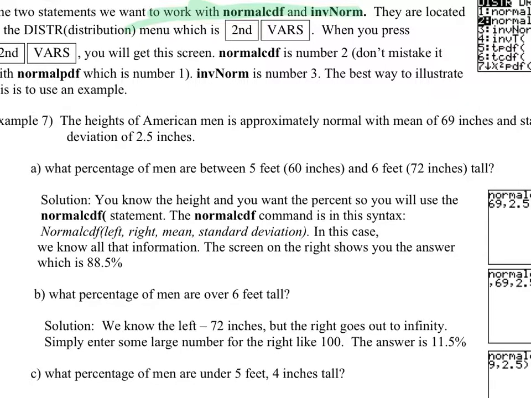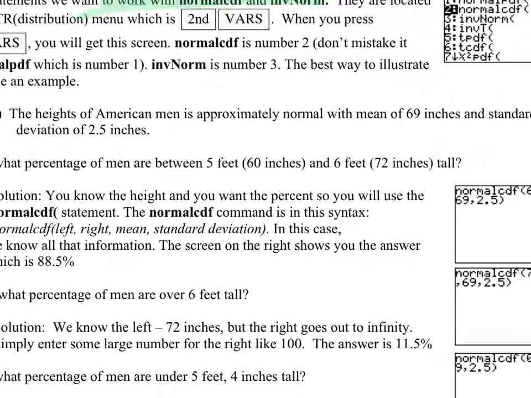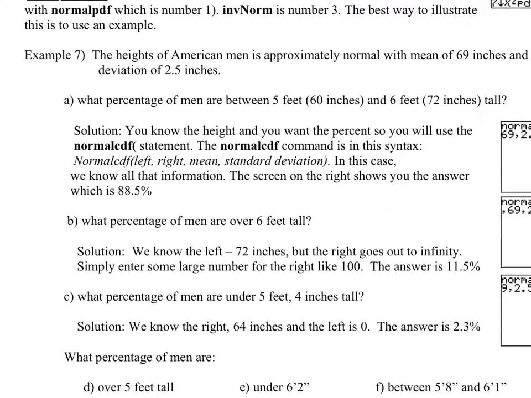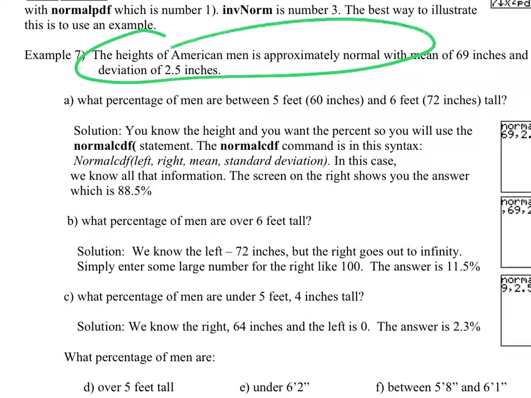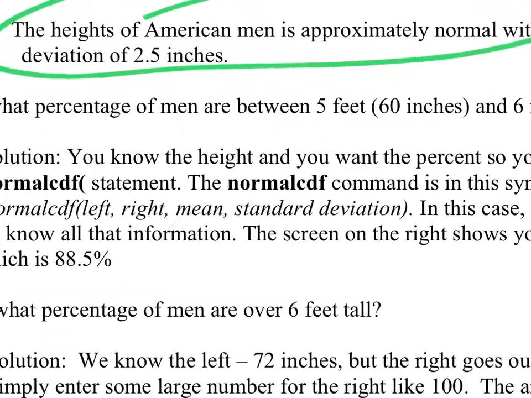All right, number 7. Another problem. The heights of American men is approximately normal, with a mean of 69 inches and a standard deviation of 2.5. Same old problem, same old story. Letter A, 7A says, what percentage of men are between 5 feet and 6 feet tall? So we're going to go to the calculator. I could probably do this right here. I don't even need a new page. It's really simple.